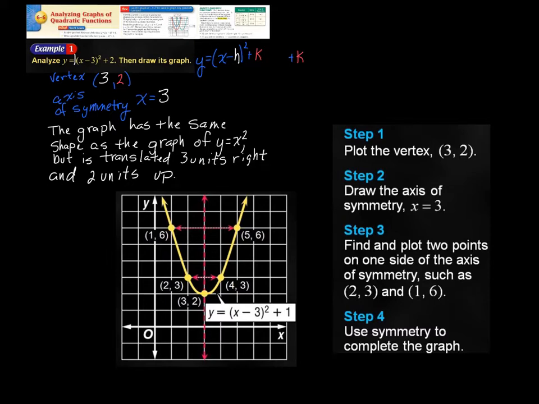We always start by plotting the vertex and then draw in the dashed line for the axis of symmetry. They plotted 2 points on one side of the axis, such as (2, 3) and (1, 6), and then use symmetry to complete the graph. Next, we'll look at what happens when there is a coefficient multiplied in front of that (x − h)² term.